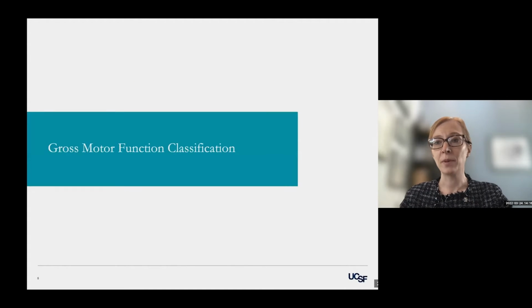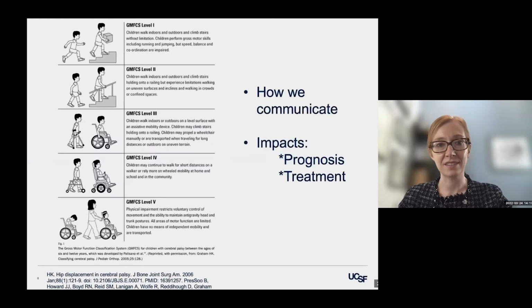So when we talk about the heterogeneous effects, we talk about how severely it affects a child's motor function. And to explain that, we use the Gross Motor Function Classification System. This is how orthopedists and many other physicians communicate with each other about the severity of motor involvement. So we have a GMFCS level 1. These are children who walk indoors and outdoors, climb stairs, and can run and jump, but they might have some limitation in their balance and coordination.